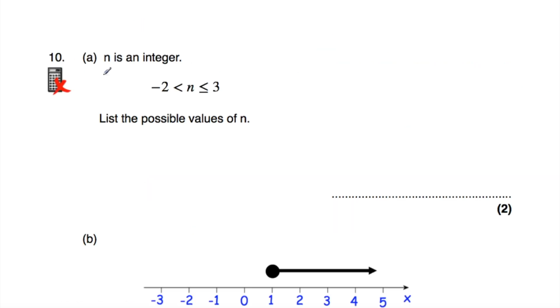So question number 10, part A, we're told that n is an integer, and we've got the inequality n is greater than -2, but less than or equal to 3. And we've been asked to list the possible values for n. So it's greater than -2, so it can't be -2. So going upwards, we've got -1, and then 0, and then 1, 2, and it says less than or equal to 3, so 3 as well. So that's it. So they're the integers that would satisfy that inequality.